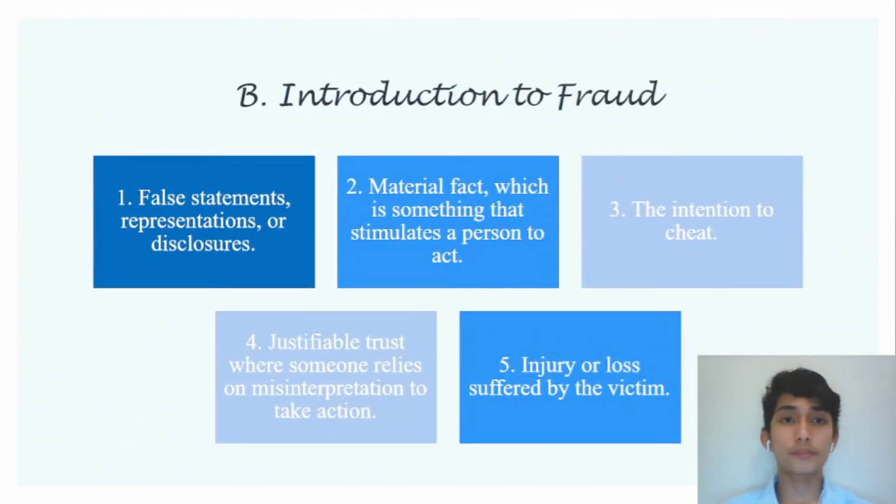Introduction to fraud. Fraud is getting dishonest profit from someone else. For an action to be called cheating, there must be: number one, a false statement, representation, or disclosure. Number two, a material fact, which is something that stimulates a person to act. Number three, the intention to cheat. Number four, justifiable trust, where someone relies on the misrepresentation to take action. And number five, injury or loss suffered by the victim.